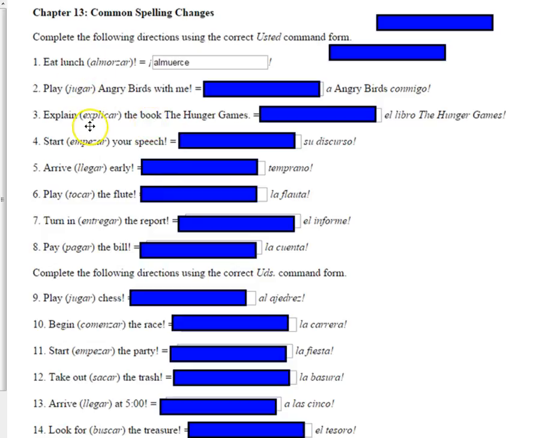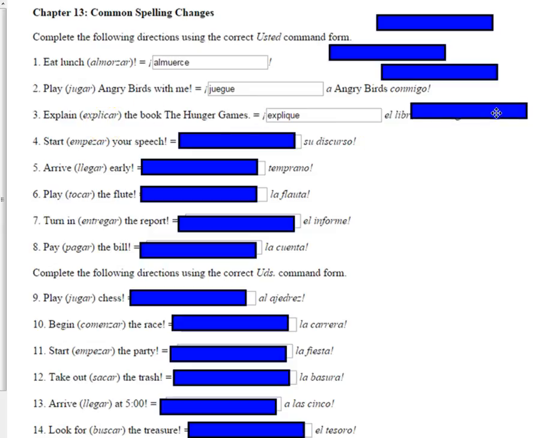So same thing with jugar, it's a U to UE. We have "juegue," and it should look like this. Explicar is a car verb, so it needs to change to QU, so it should be "explique," and so on and so forth. So try to do these examples here as you go through.